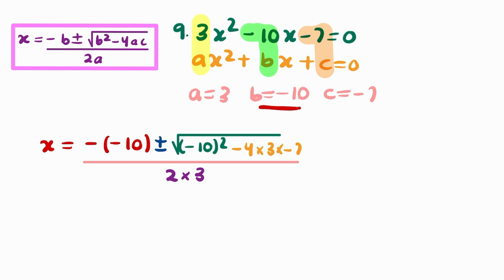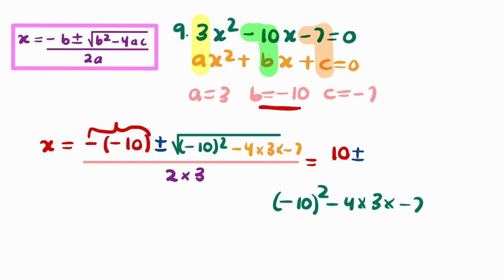Now we can try to simplify this expression even further. x equal to, here minus 10 multiplied by minus 1 will be equal to plus 10. Plus or minus, we can simplify what is inside the square root. Minus 10 squared minus 4 times 3 times minus 7.